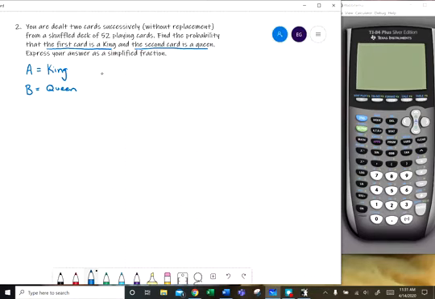Okay, so we're looking for the probability of a sequence of two things happening one after another. So this is, again, a situation for the multiplication rule. We're looking for the probability that A happens and then B happens. Probability of A and then B. And our multiplication rule says that's the probability of A times the probability of B happening given that A has already happened.